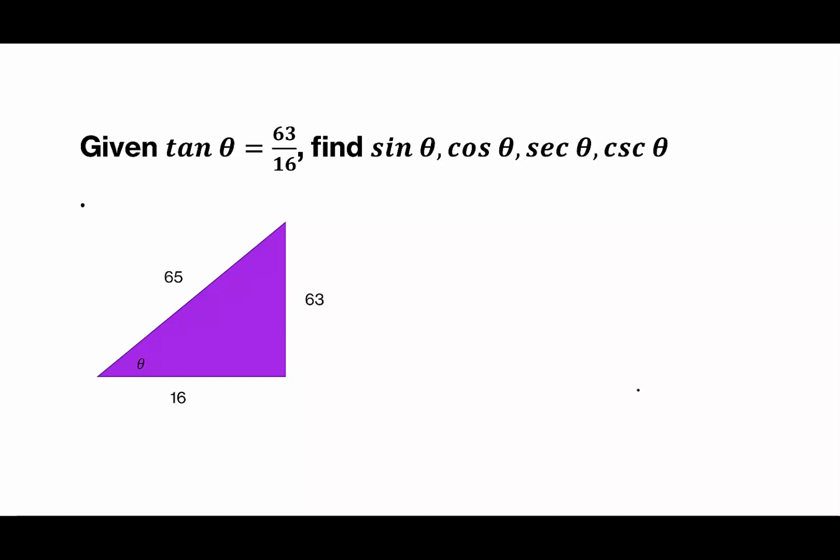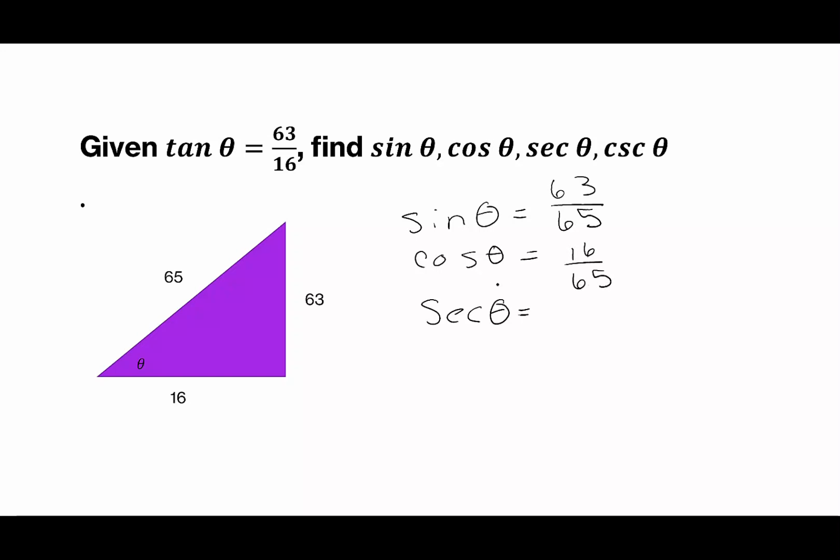Now we have all three sides of our triangle. We have 65, 63, and 16. We can find our other trig ratios. The sine of theta will be the opposite, which is 63, over the hypotenuse, which is 65. The cosine will be the adjacent of 16 over 65. Secant is the hypotenuse over the adjacent, or you can just flip over cosine and get 65 over 16. And then lastly, cosecant of theta is the hypotenuse over the opposite, or you can flip over sine, which is 65 over 63.